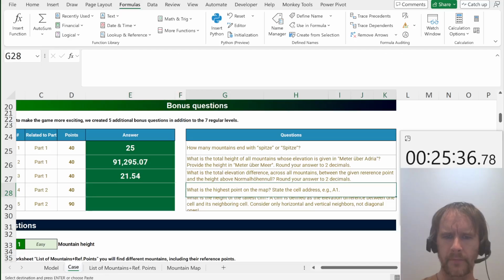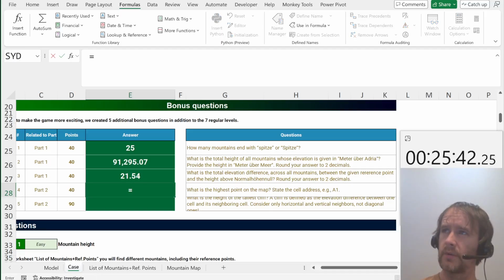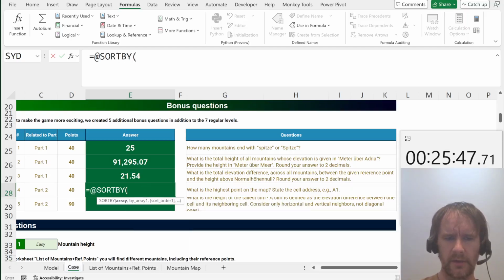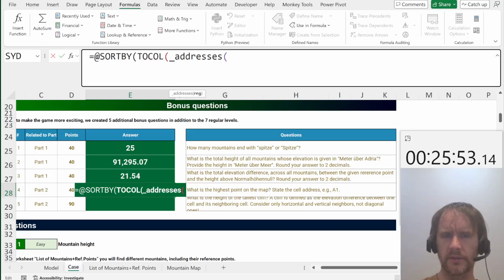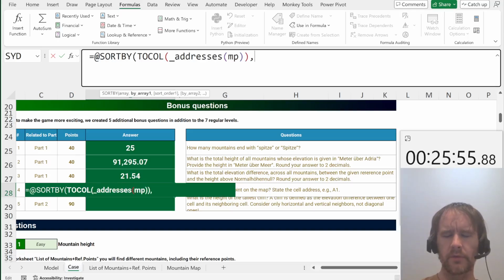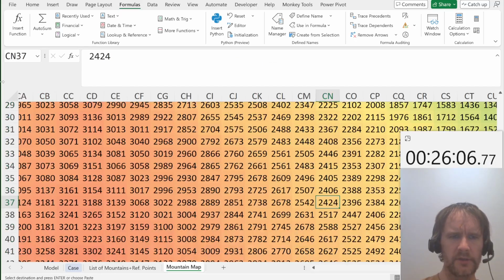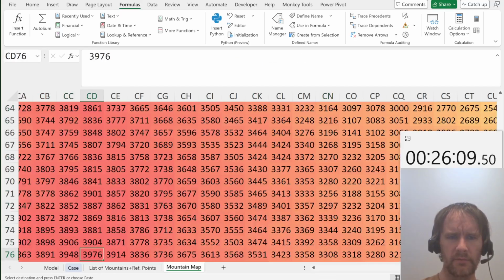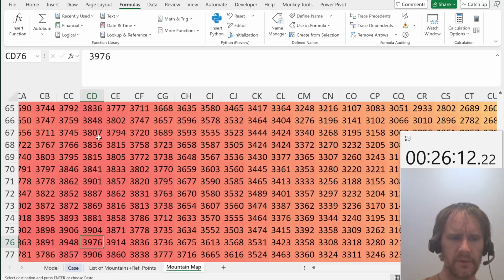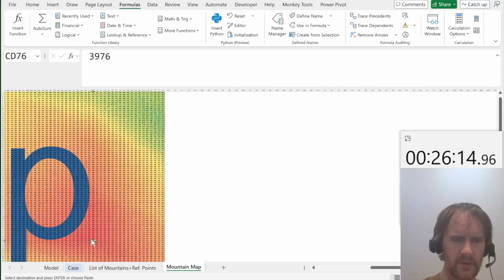Okay. Where's the highest point on the map? State the cell address, e.g. A1. Okay, so what do I do here? I guess I want to say at sort by addresses of, sorry, I guess it'll be to call of addresses of MP. And we want to sort it by to call of MP. So we're going to sort by minus that, and that'll start with the biggest one, and that's it. And we just go quickly check CD76 should be a large number, and it is. Where are we? CD76, there it is. It looks in the middle of the red, that seems fine. Okay.